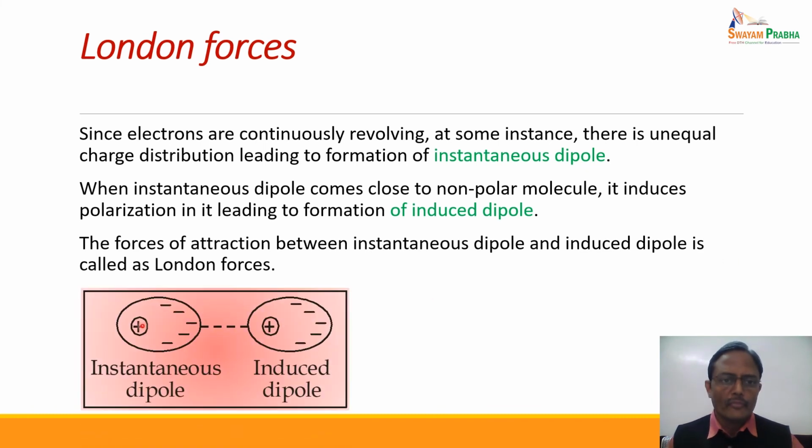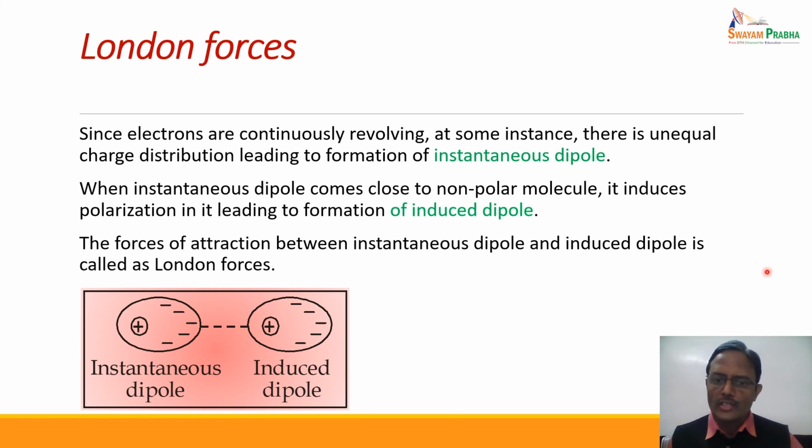For example, if you have an instantaneous dipole formed due to revolving of electrons, at some moment there is more electron cloud in one particular direction. This leads to instantaneous dipole formation. When such an instantaneous dipole comes in contact with a neutral non-polar molecule, it induces a dipole moment in it by attractive forces, and now there is an attractive force between the instantaneous dipole and the induced dipole, leading to the formation of London forces.